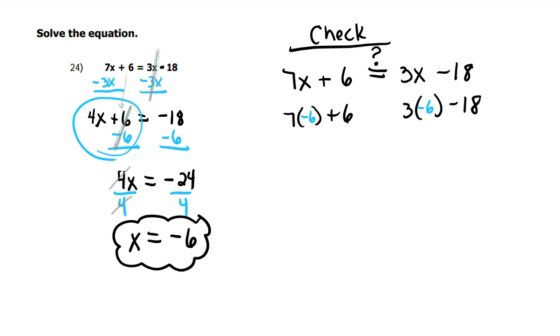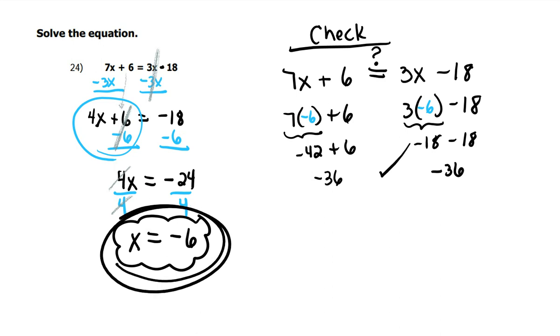Following order of operations on the left side, the 7 times the negative 6 is a negative 42, and negative 42 plus 6 is a negative 36. Over here, 3 times negative 6 is negative 18. Negative 18 minus another 18 is also negative 36. This checks out. So this is my answer. X should equal a negative 6.